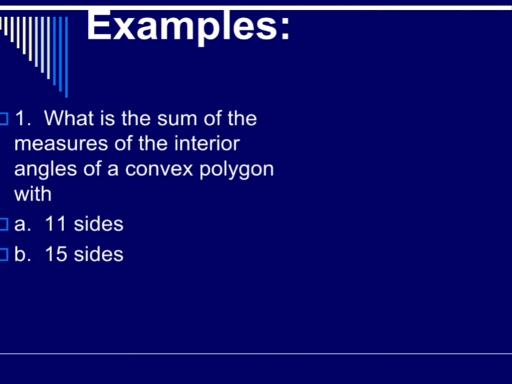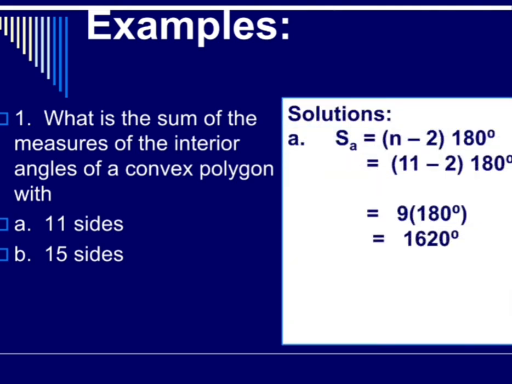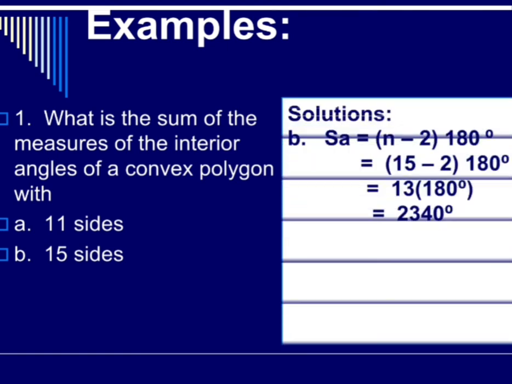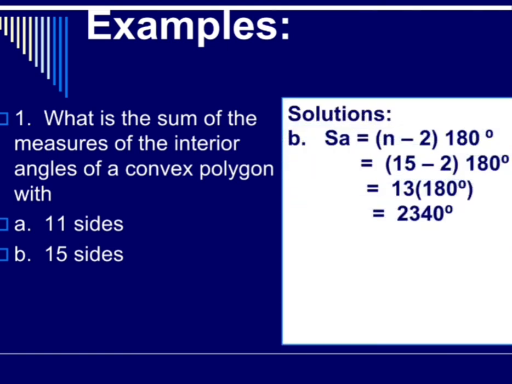For example, what is the summation of the measures of the interior angles of a convex polygon with a) 11 sides and b) 15 sides? The solution: the law is n minus 2 times 180. First one, it will be 11 minus 2 times 180, which is 9 times 180 equals 1620. Number b, the same, it will be 2340.